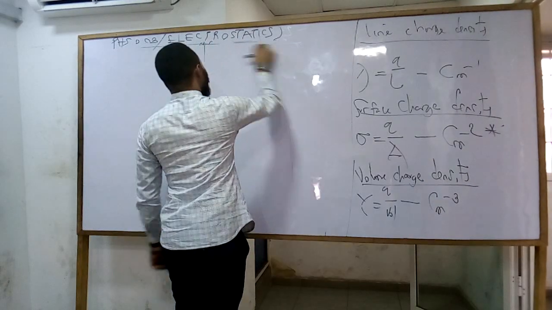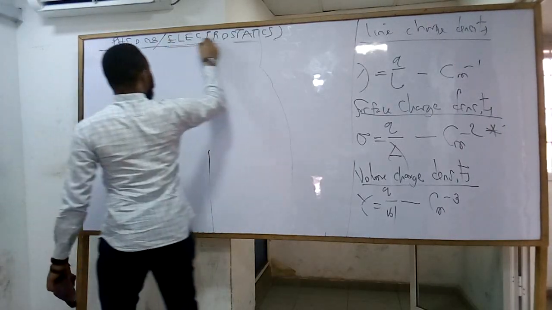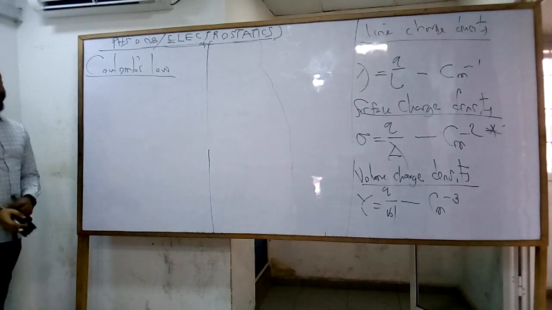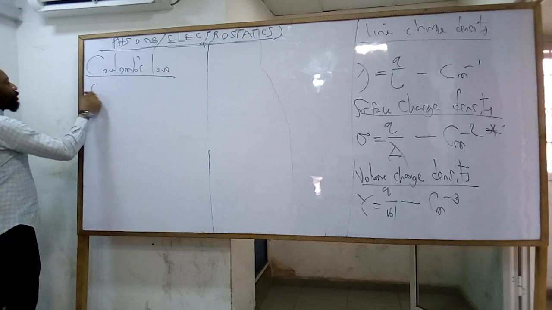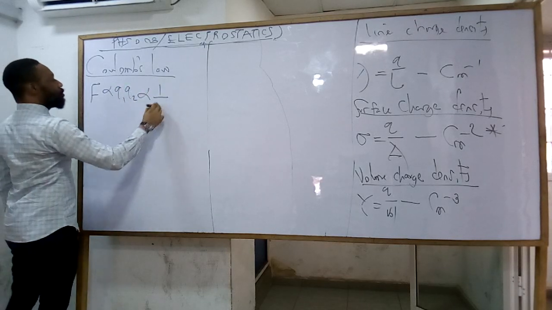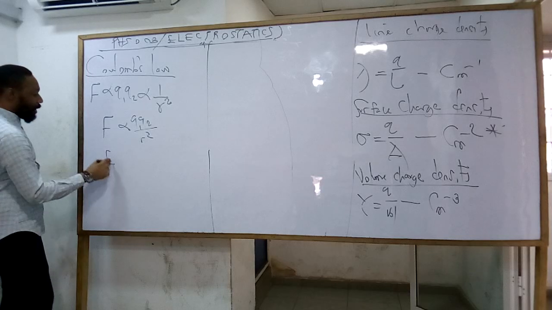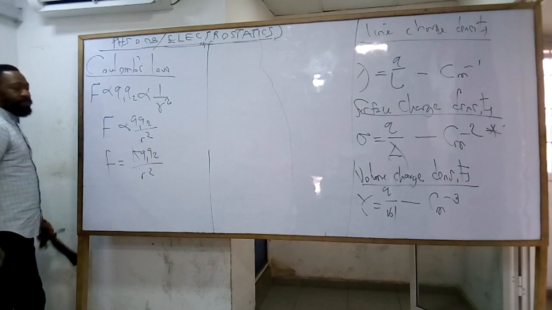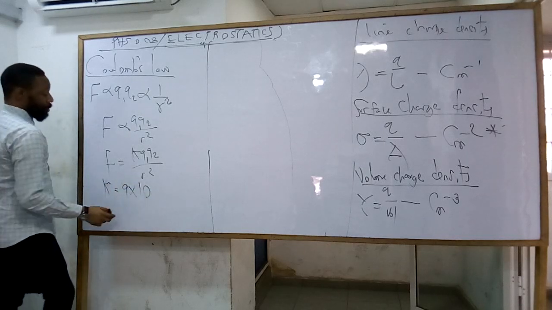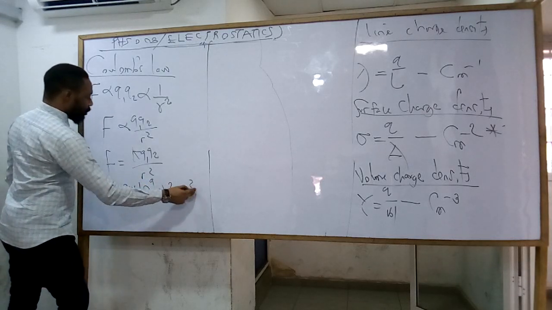Okay, so the next thing to talk about is Coulomb's law. Remember, that's where the major calculations start coming in. It's already in your note. Coulomb's law states that the force between two charges is proportional to the magnitude of the charges and inversely proportional to the square of their distance apart. So I have Q1, Q2 over R squared. From there, my constant comes in: K, Q1, Q2 over R squared. Simple. Don't forget your K remains 9 times 10 to the power 9 Newton meter squared per coulomb squared.